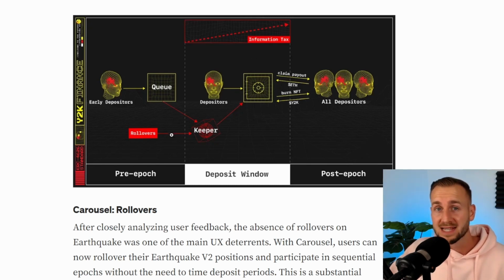But overall, by having the carousel enabled, these keepers doing the work in the background, it just simplifies the process for users. And also, if you think about it, if other protocols want to interact with Y2K, maybe offer it as part of their services, this will make it a much more viable product for them to offer.